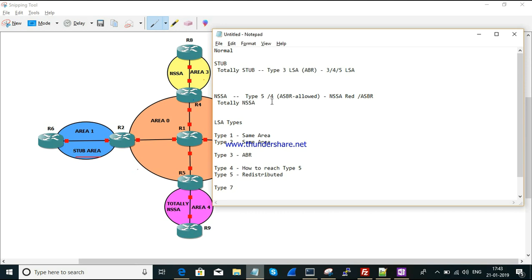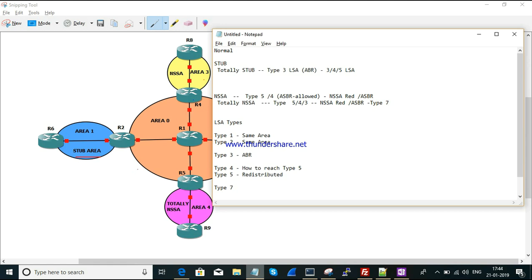Okay. Next is totally NSSA, totally not so stubby area, which is similar to not so stubby. Type 5 is blocked, type 4 is blocked, and at the same time type 3 is also blocked. But here also redistribution is allowed in NSSA, which helps you form an ASBR, with the help of a type 7 LSA.